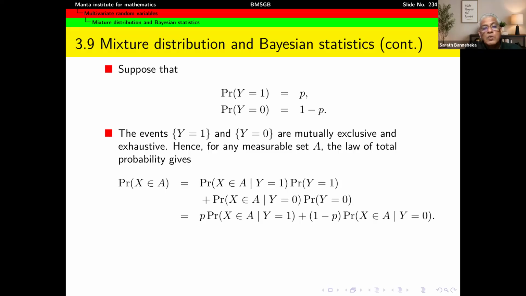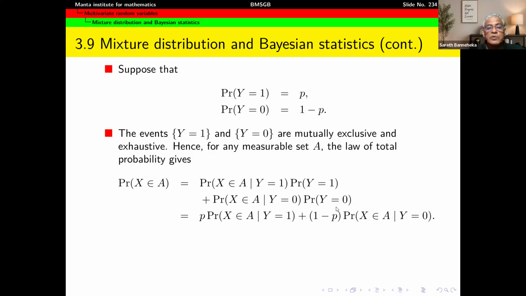So let us consider the events capital Y equals 1 and capital Y equals 0. They are mutually exclusive and exhaustive events in this case, because Y can take only two values. If Y equals 1, it doesn't become 0, and Y equals 0 doesn't become 1. Therefore, mutually exclusive. Hence, for any measurable set A in the sample space, the law of total probability gives you this expression. The probability that X belongs to A can be written as the probability X belongs to A given Y equals 1 times the probability Y equals 1, plus the probability X in A given Y equals 0 times the probability Y equals 0.